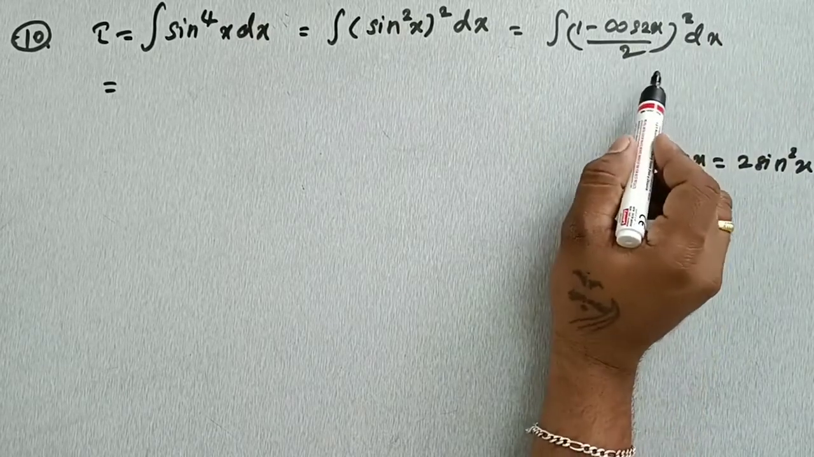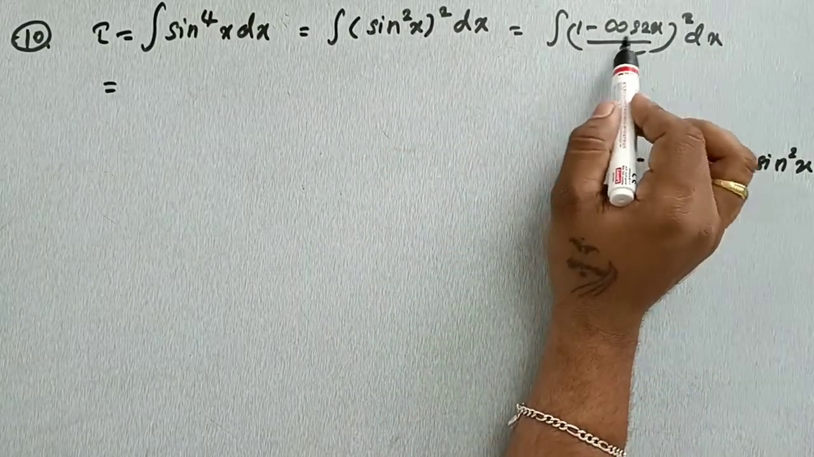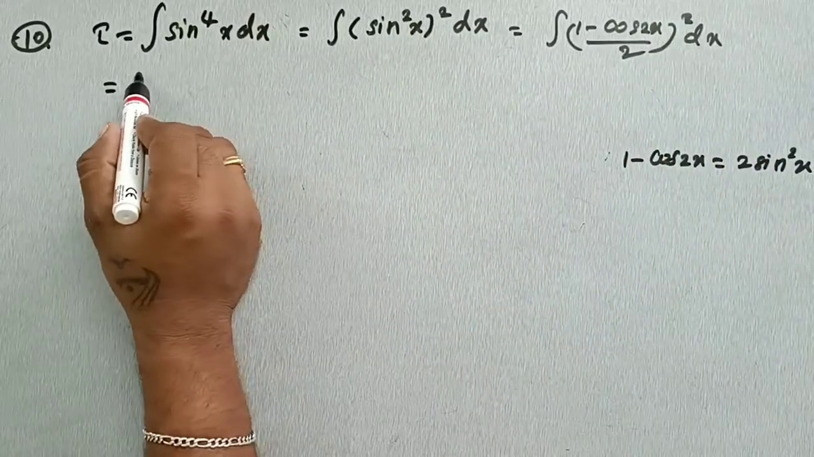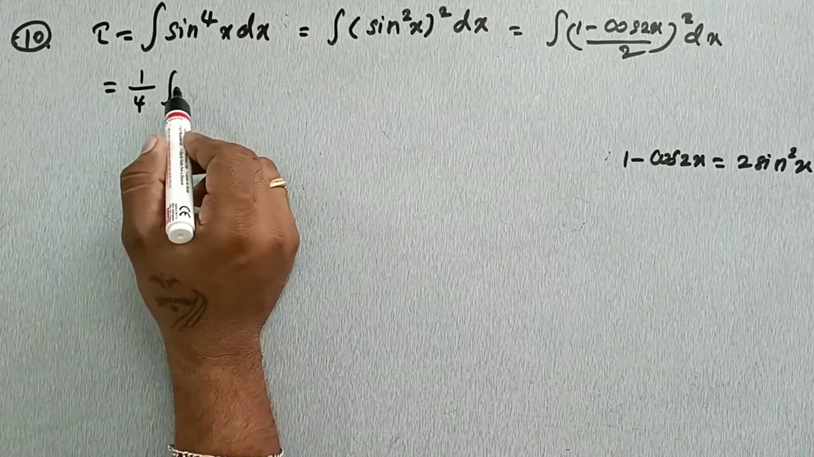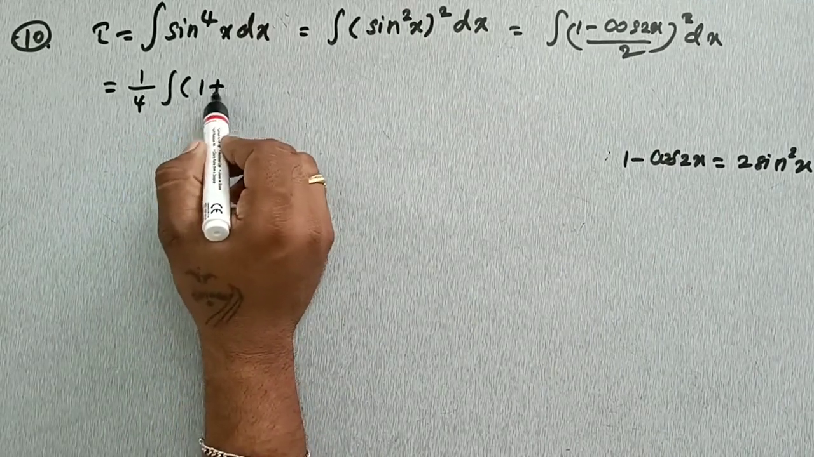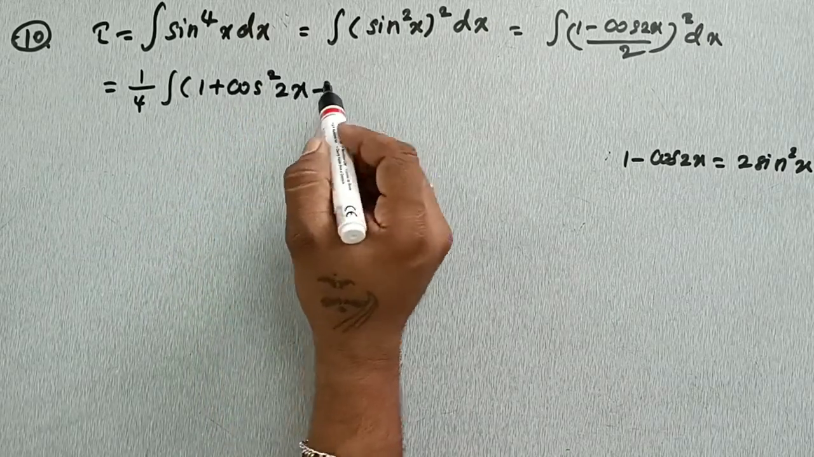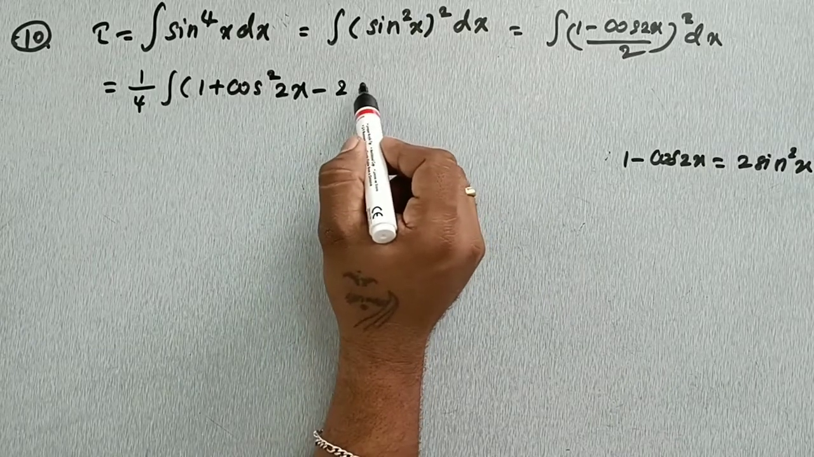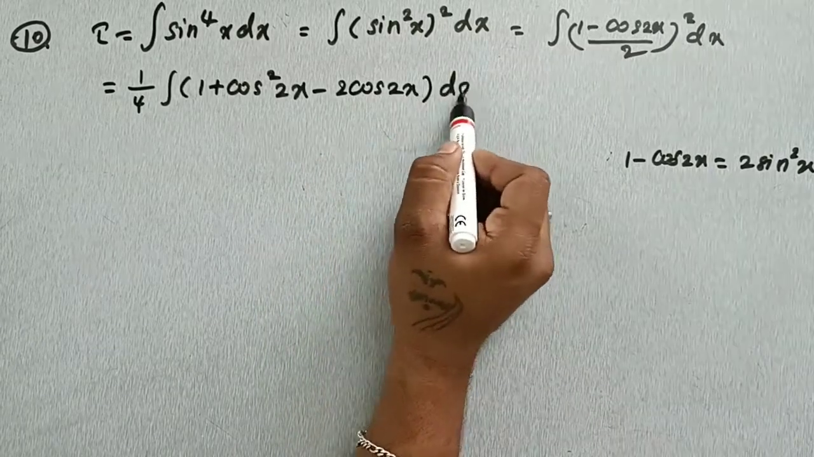Next I am going to take the 1 by 2 outside, and use the (a minus b) whole square formula to expand this. So 1 by 2 comes outside, as 1 by 2 square, so 1 by 4 comes out. Integral of 1 minus cos 2x expanding: 1 square, 1 will come, then cos square 2x minus 2 into 1 into cos 2x, so 2 cos 2x dx will come.